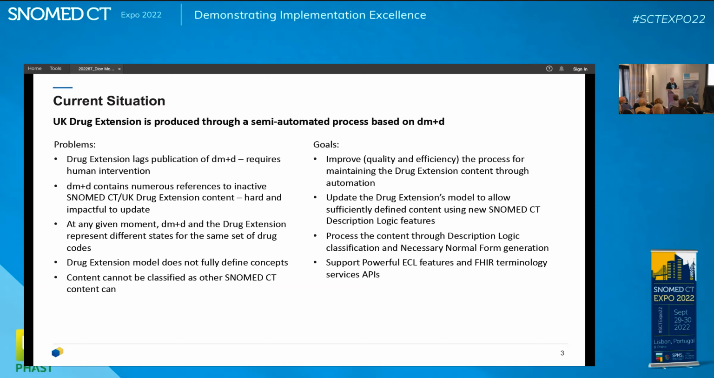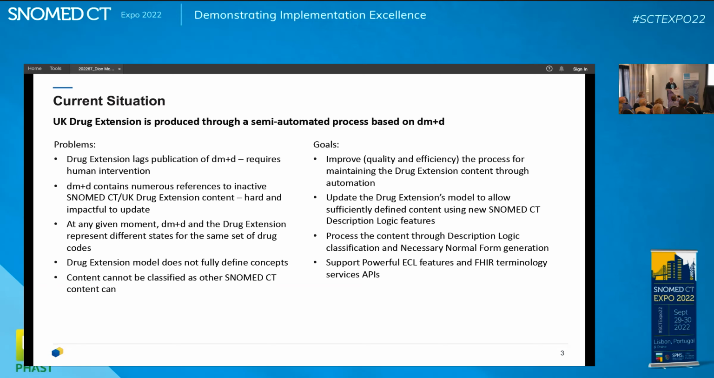in the acute setting. And the problem really is that there's that, and there's also a UK drug extension in the UK's SNOMED extension. And those things are published at different times. The UK drug extension is partly automated from dm+d, and also partly requires some manual work, which means that they lag each other in time.